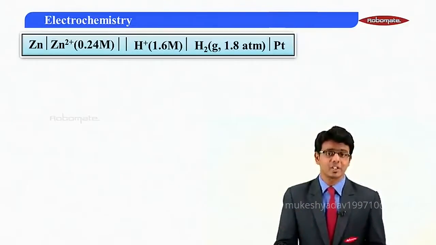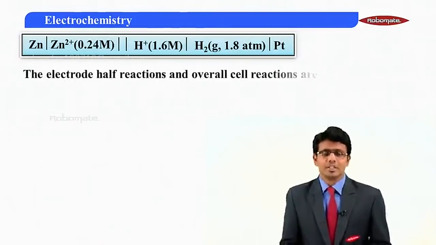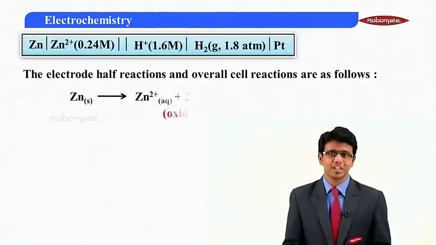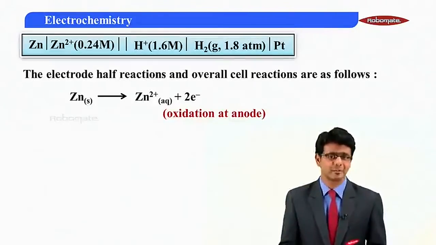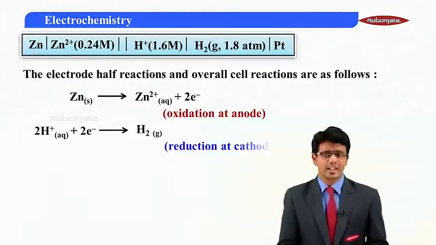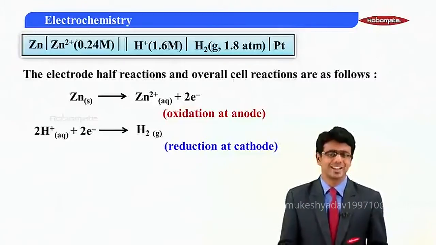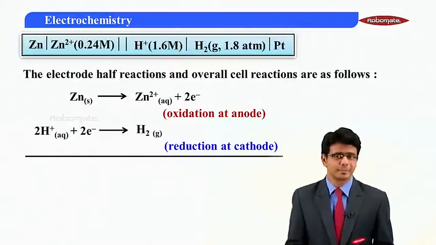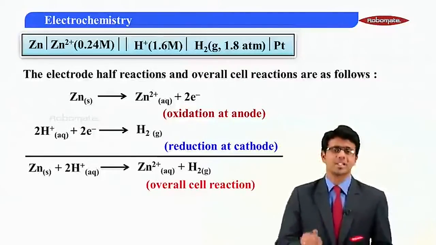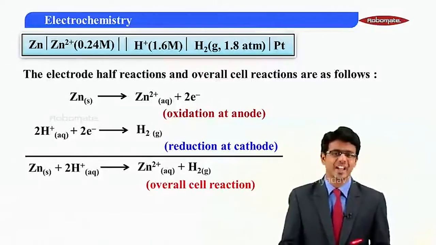And for Nernst equation, we need to have the entire cell reaction with us. So now, simply writing the half reactions here. Reaction taking place at anode: zinc solid gives us Zn2 plus ions aqueous plus 2 electrons. At cathode, you have 2 H plus ions aqueous plus 2 electrons giving H2 gas. So the net cell reaction here would be Zn solid plus 2H plus ions aqueous giving us Zn2 plus ions aqueous plus H2 gas. So that is the overall cell reaction.